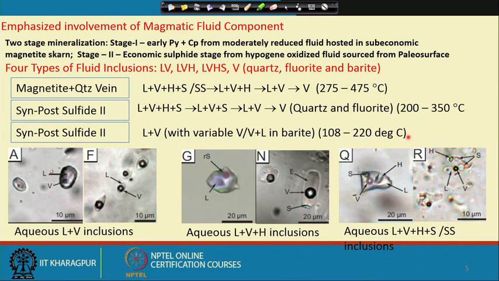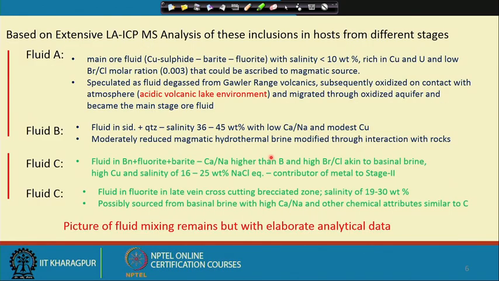Now we see that this data was supplemented by extensive analysis of fluid inclusions of these different generations: the liquid vapor inclusions, the liquid vapor plus halite inclusions, and the liquid vapor inclusions having more than one daughter crystal. So, synthesizing all the data, the authors proposed 4 fluid components. These fluid components were essentially based on the chemical data.